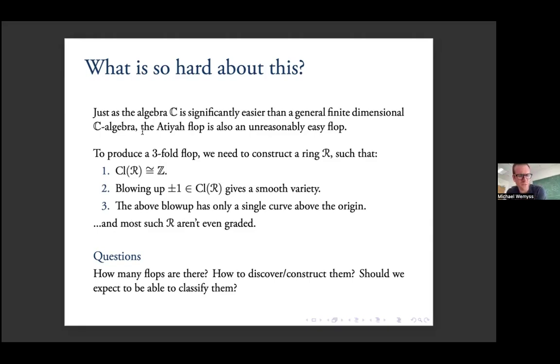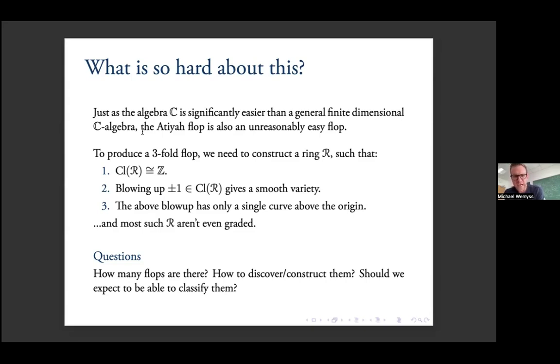And so when I started this project, it's remarkable how few flops were in the literature. So how many flops are there? Yeah, so we're now in the stage where we can classify them. But the question really, before you think, can you classify them, is how do you discover and construct them? How would you go about constructing such a thing?